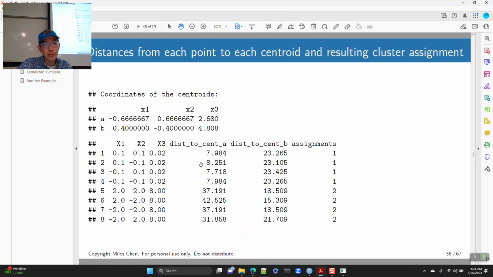So when we calculate the distances to the blue cluster, centroid A, and the distances to the red centroid B, these are the values we get, 7.98, et cetera, and 23.26. And we see the distances are smaller for these 4 points to centroid B, so they're going to get assigned to the second cluster in red.